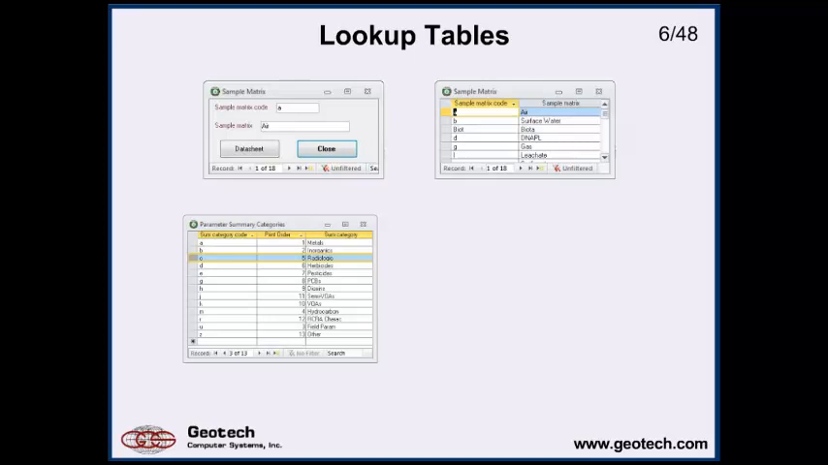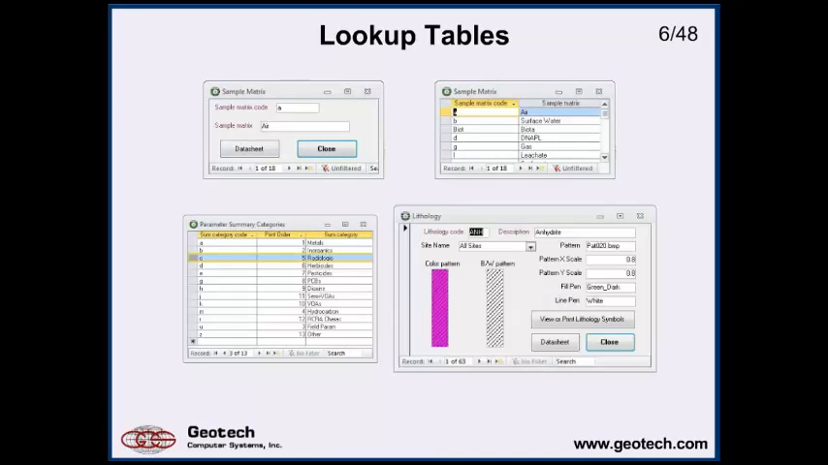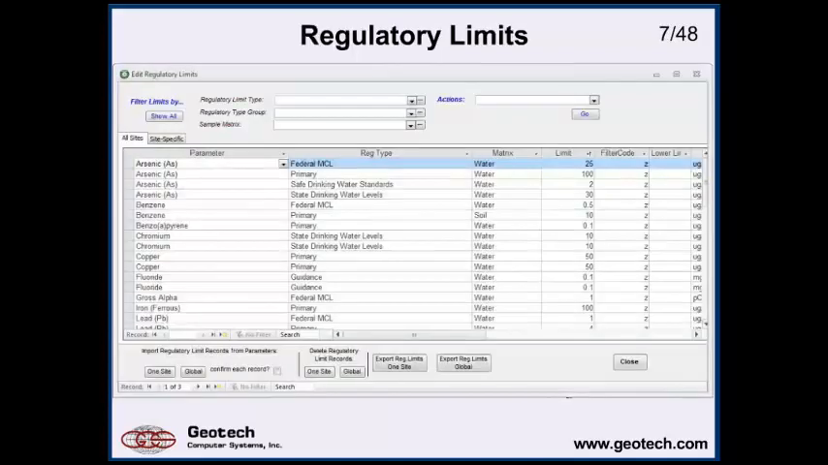Here's just another example of one. We call them summary categories. So the parameters are going to be associated with these summary categories, either one of them, iron's a metal, or multiple ones. Naphthalene could be both a semi-VOA, and a VOA. So you got to set all these up. And then, like I mentioned, you might have the lithology that you're going to be storing in there.